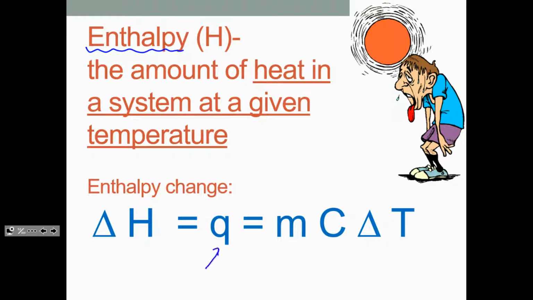So with Q, we learned that that was heat energy, and we learned that we could calculate the heat energy with the mass, the specific heat, and the delta T, the change in temperature. So what we're going to look at is the change in heat of a system at a given temperature here.